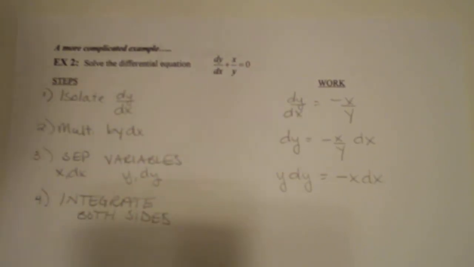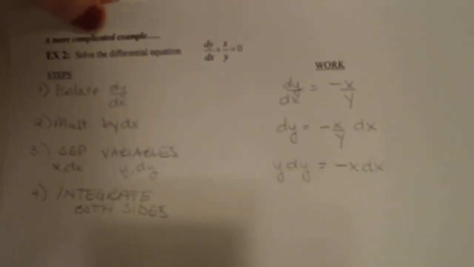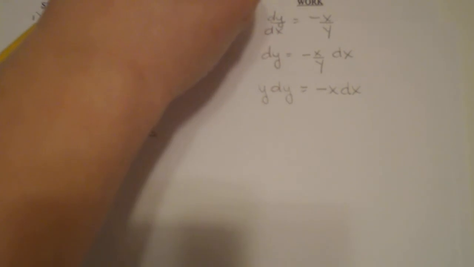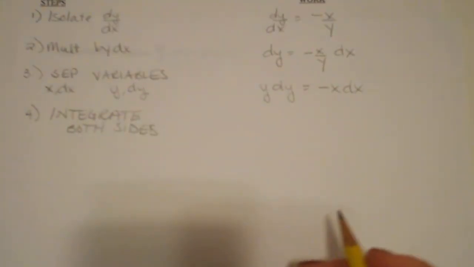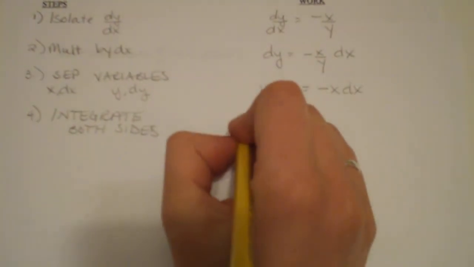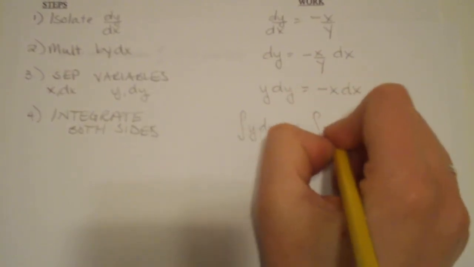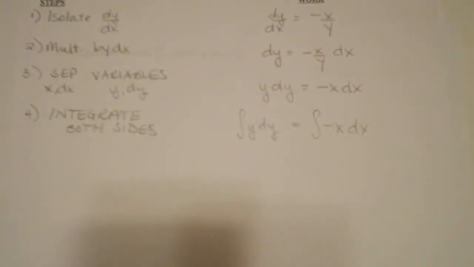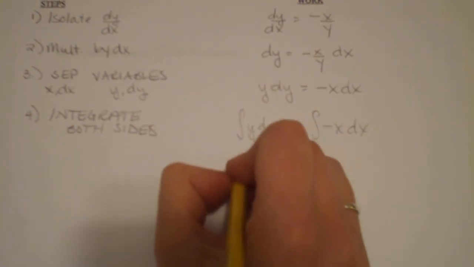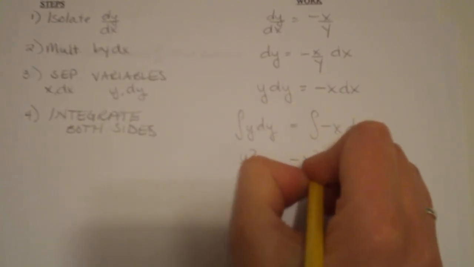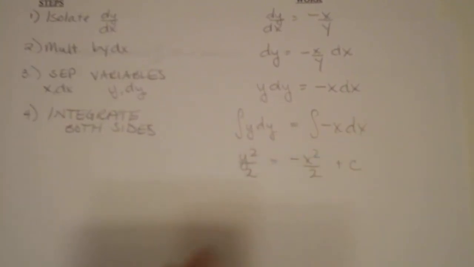Okay, so what we are going to do is integrate both sides of the equation. So when I integrate both sides of the equation, I have the integral of y dy is equal to the integral of negative x dx. So that's my next step. And we get y squared over 2 is equal to negative x squared over 2 plus c.